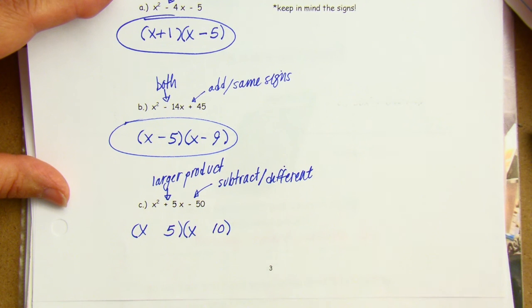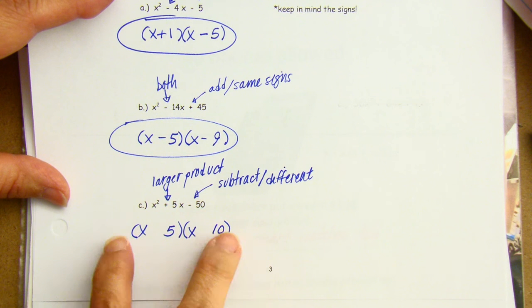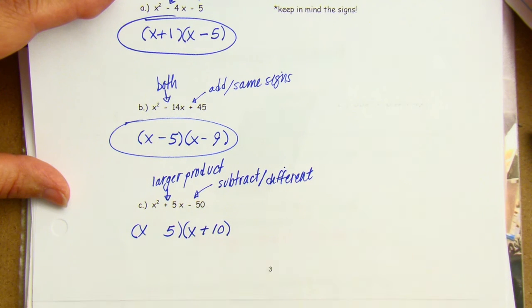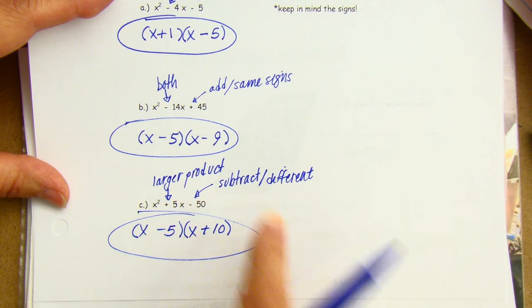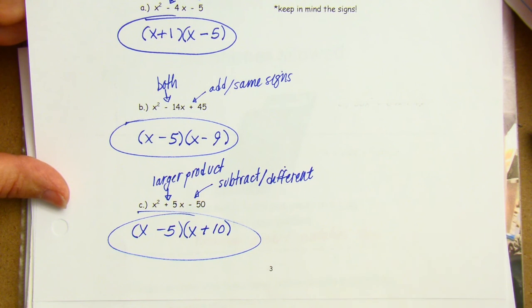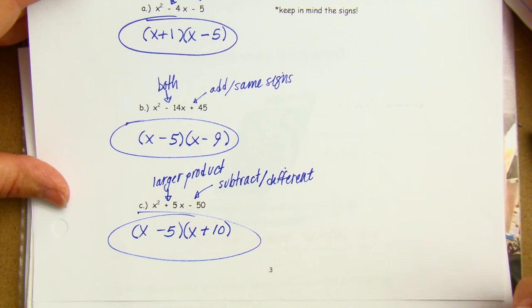Now, I need the larger product to have a sign of plus. What's bigger, 10x or 5x? You say, well, 10x is, so I have to put a plus on 10 and a minus here. And when you check it by doing a FOIL, you will get that original problem. So trinomials, when the a or the leading coefficient is 1, not so bad. Onward to the next type.